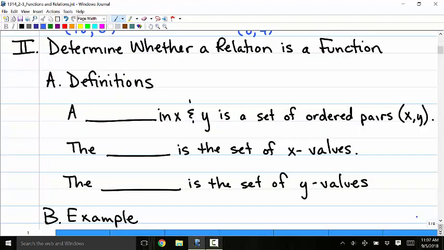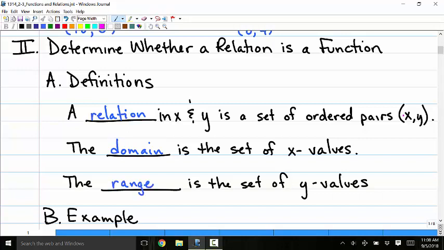This actually starts the material for this section. Determine whether a relation is a function. Some definitions. A relation in x and y is a set of ordered pairs x comma y. A relation in x and y is just a set of ordered pairs. It's a relationship. Somehow you're relating an x and a y. The set of all x values we call the domain, and the set of all y values we call the range.